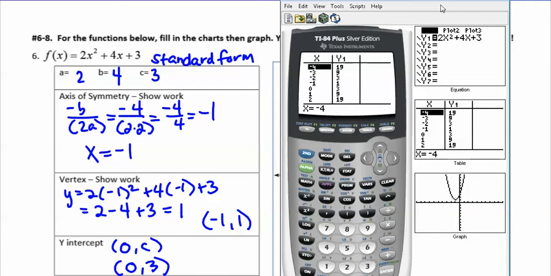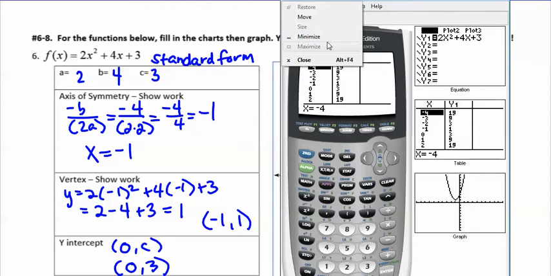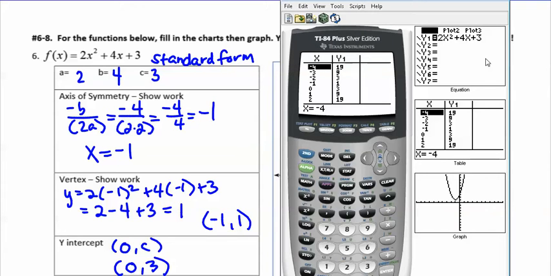Once you have those on your graph, then you can look at your graph and determine your axis of symmetry, your vertex, your y-intercept, and all of that.